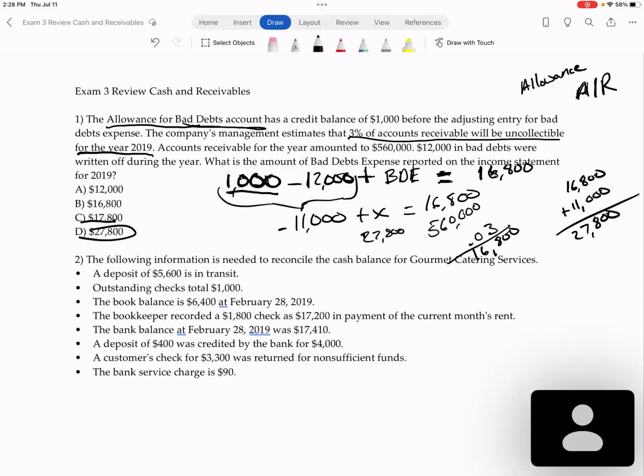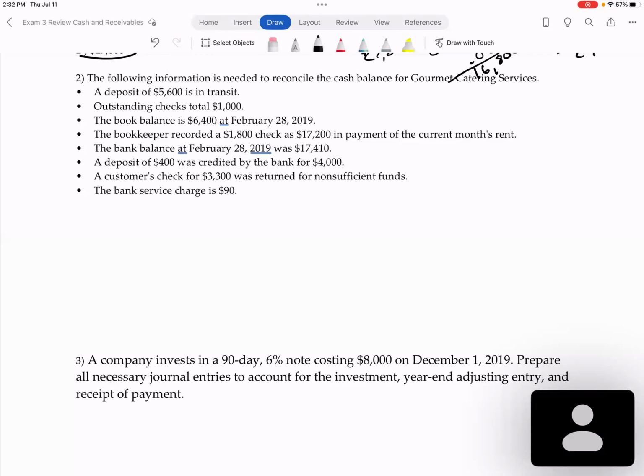Okay, just one second. Okay, let's do the next one now. So this one is a bank reconciliation.